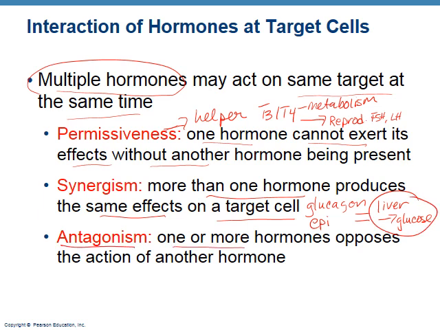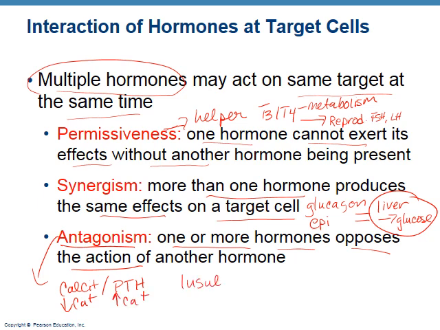And then antagonism, one or more hormones opposes the action of another. We've already seen this antagonism. We talked about calcitonin versus parathyroid hormone, right? This one brings calcium levels down. This one brings calcium levels up. We're also going to see another one, which is insulin and glucagon. So insulin decreases blood glucose and glucagon increases blood glucose. So they just kind of categorize the fact that some hormones need other hormones, some hormones do multiple actions, and then some are antagonistic.